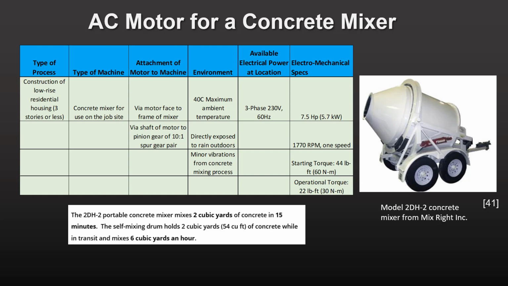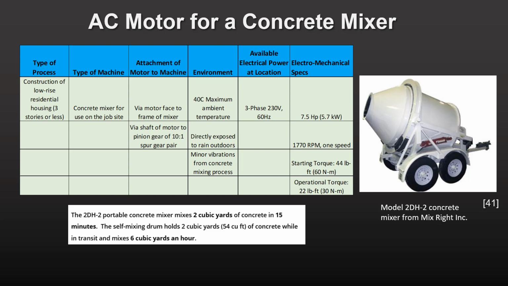The motor that the mixer needs is located deep inside the housing of the concrete mixer. The motor face attaches to the internal mixer frame, the motor shaft driving the pinion gear pair. The gear ratio is 10:1. It is used outdoors in all seasons and all weather. The maximum outdoor temperature in summer, where the mixer is used, is 40 degrees C. It is directly exposed to the rain. Fortunately, the motor is housed deep inside the mixer, so it won't likely be exposed to too much of that rain. There are some minor vibrations from the mixing process, but not enough to be a big problem.